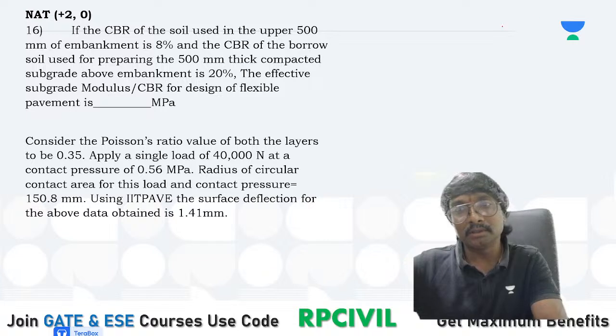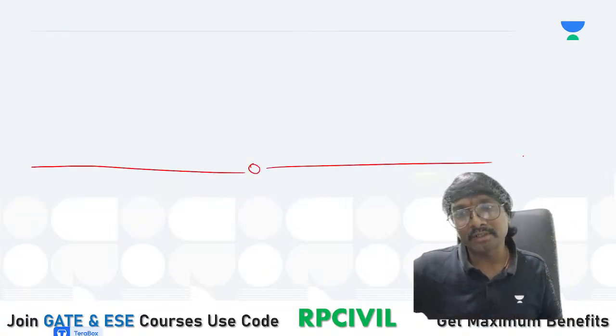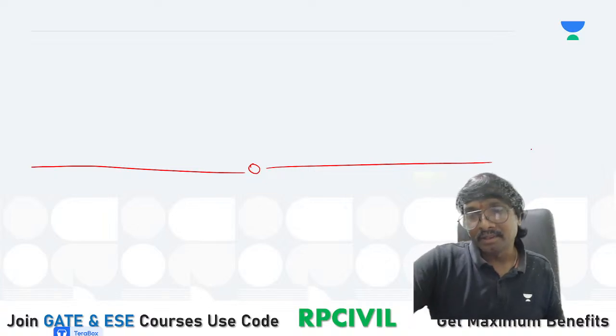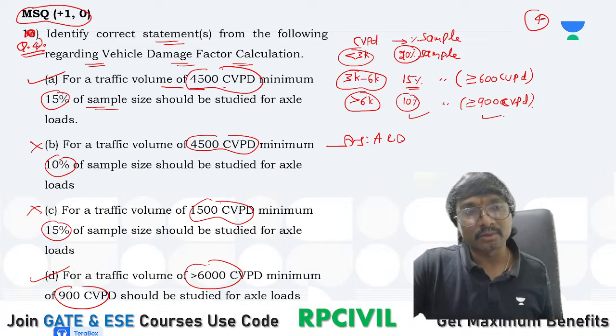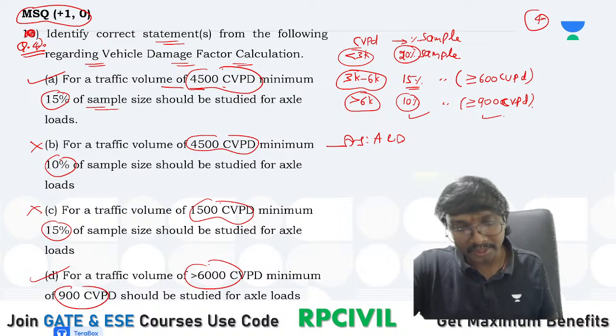Okay, so we'll just stop with this. A, D will be correct, right? So these 4 questions are done. We'll stop with this. Tomorrow also we'll be doing some other questions, in the rigid pavement.